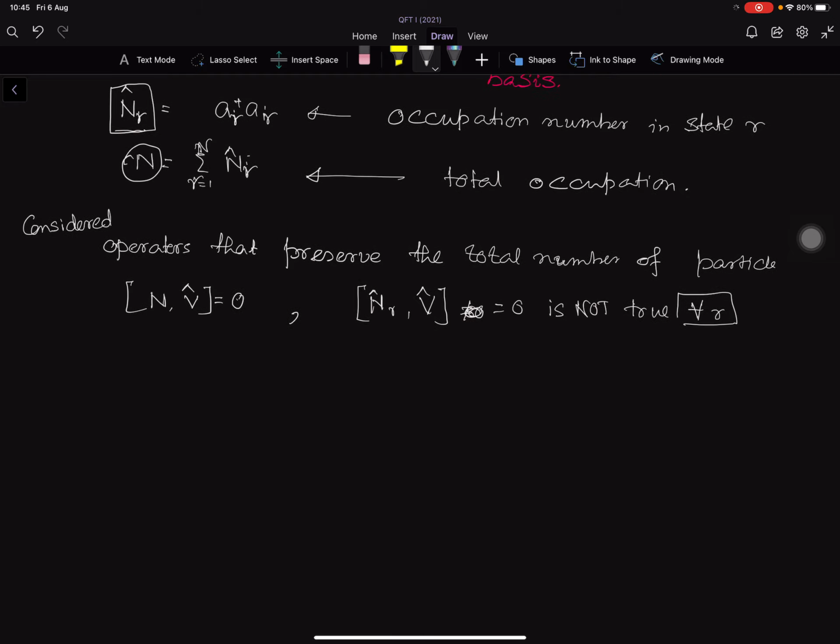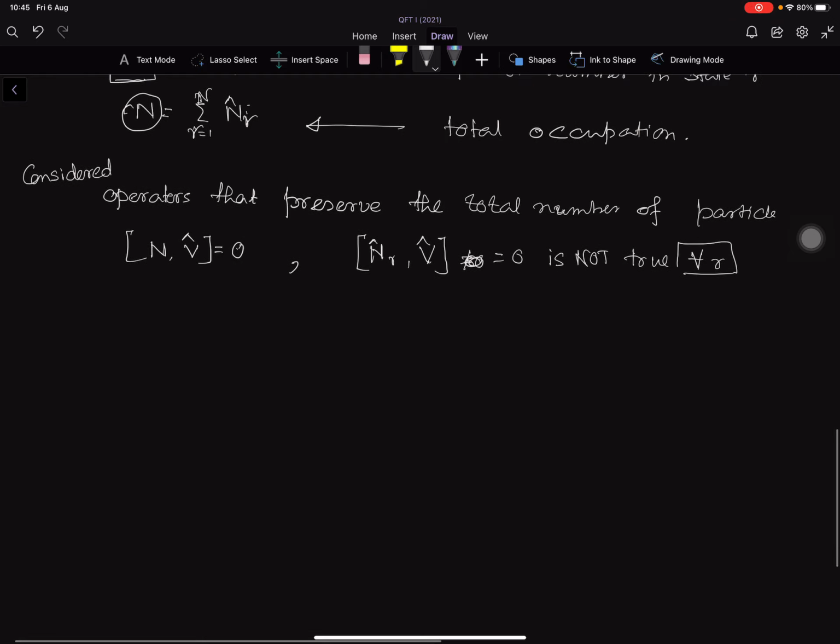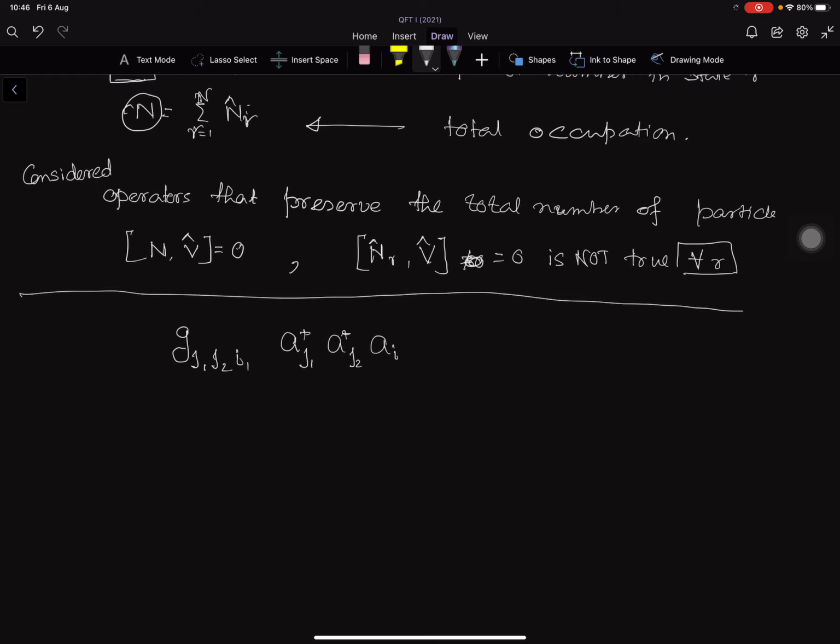But you see, now once we have this occupation number basis, then we have more freedom. We can construct more general things. So for example, we can construct operators which are roughly something like this: a_{j1}^† a_{j2}^† a_{i}. One important thing you notice is that such an operator does not preserve the total number operator.